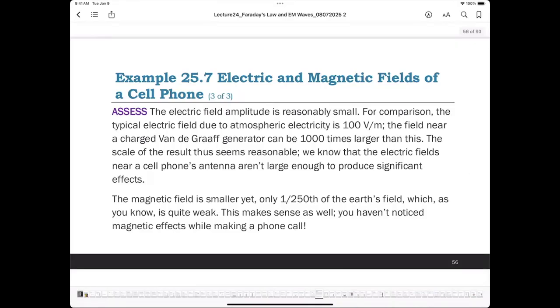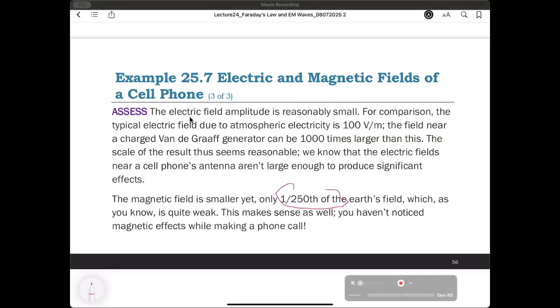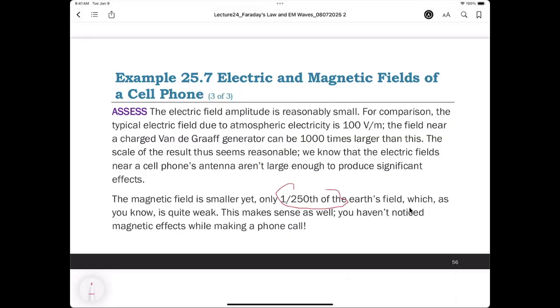We know that the electric fields near a cell phone are not large enough to produce significant effects. The magnetic field is smaller yet, only this fraction of the Earth's field, which, as you know, is quite weak. This makes sense as well. You haven't noticed magnetic effects while making a phone call. That makes sense to you? Okay, let's continue to talk about more.